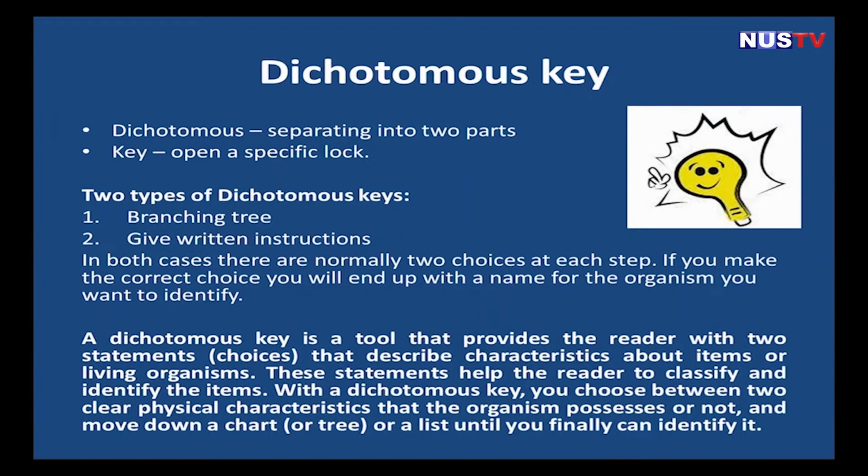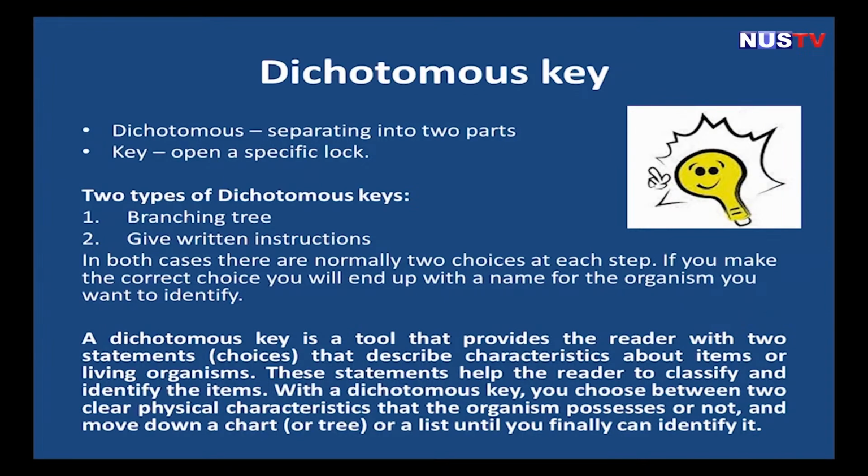So two types of dichotomous keys. The first type is branching tree, and the second type of dichotomous key is given as a written instruction. In both cases, there are normally two choices at each step. If you make the correct choice, you will end up with a name for the organism you want to identify.